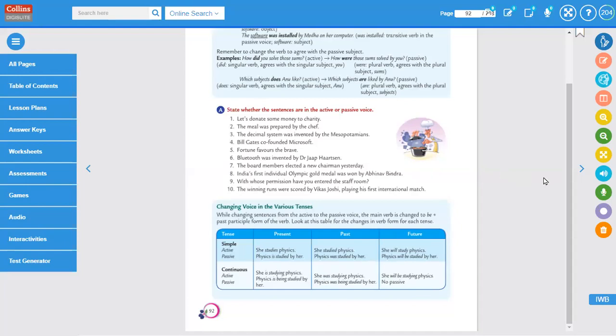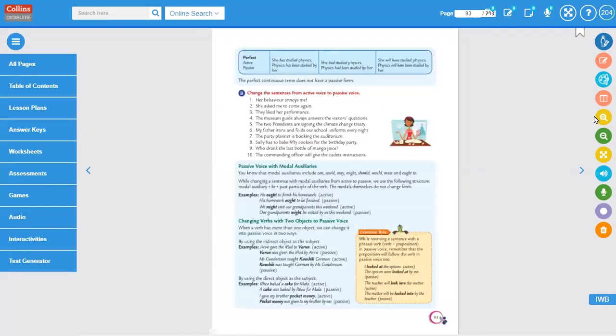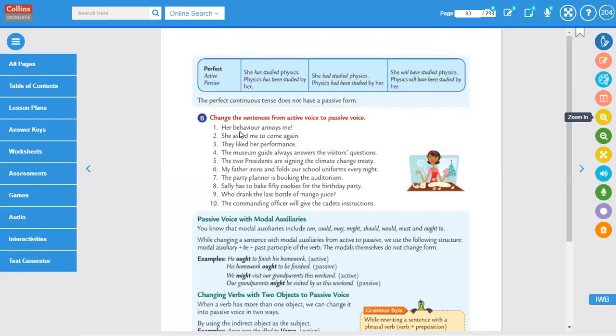Okay, so let's move on to the exercise part. Exercise B. Hello, are you there? Hello? Yes, ma'am. Okay. Exercise B, number one. Her behavior annoys me. Change this into passive voice.